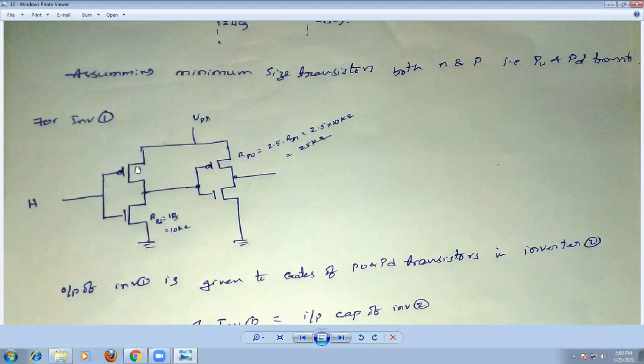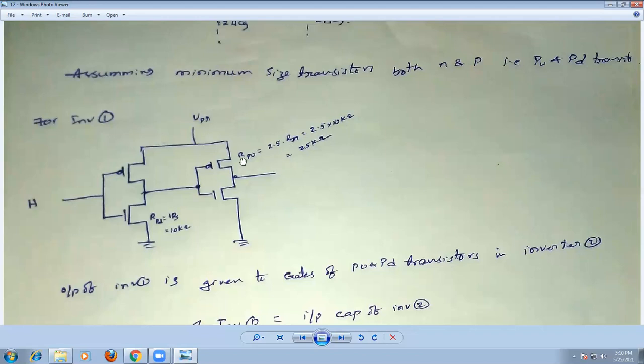But come to the pull up transistor. Assume that this transistor is on and this transistor is off. Even though these two transistors have the same size, the P channel sheet resistance is 2.5 times the value of the N channel transistor in the particular technology. Assuming a 5 micrometer technology here, it is 2.5 times the value of 10, so the value is 25 kilo ohm. Just remember 25 kilo ohm.